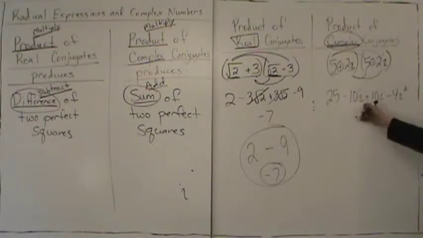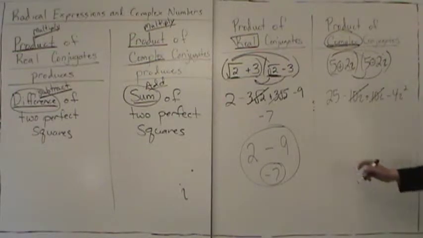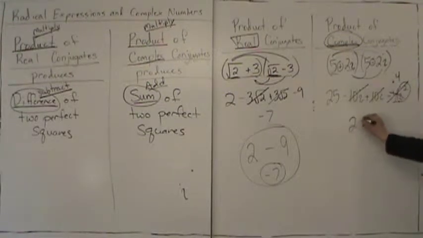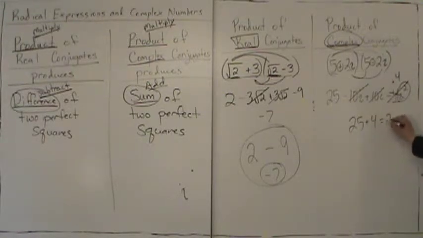Now notice, negative 10i plus 10i cancel out, giving 0. The center always cancels. i squared is going to change the negative 4 to positive 4. So we end up with 25 plus 4, which is 29.